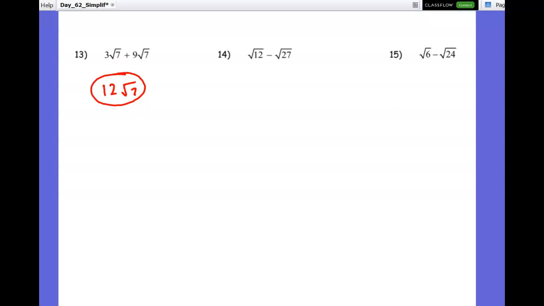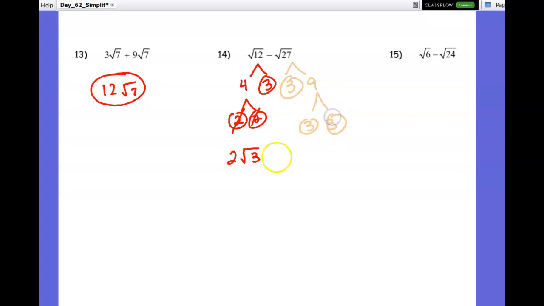All right, so what we want to do is put both of these in simplest radical form, because they're not. So we could say 4 times 3 and 2 times 2, so radical 12 can be represented by 2 radical 3. But then 27, we'll do 3 and 9, and we get 3 and 3. So then we're going to subtract. We've got a pair of 3's and radical 3.